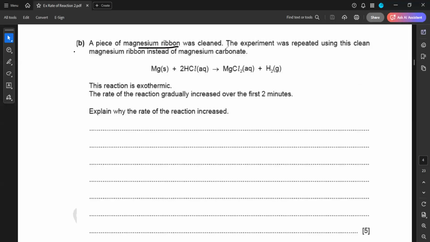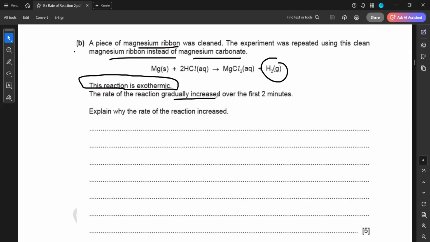A piece of magnesium ribbon was cleaned. The experiment was repeated using magnesium ribbon instead of magnesium carbonate. So magnesium reacts with hydrochloric acid to give hydrogen gas. The reaction is exothermic. The rate of this reaction gradually increases over the first 2 minutes. Explain why the rate of the reaction increases. So what is the reason? If a reaction is exothermic, why does the reaction get faster in the first 2 minutes?